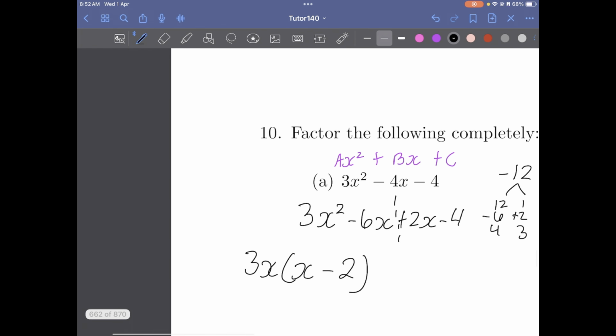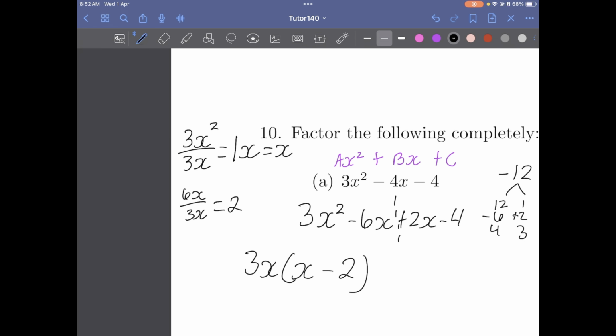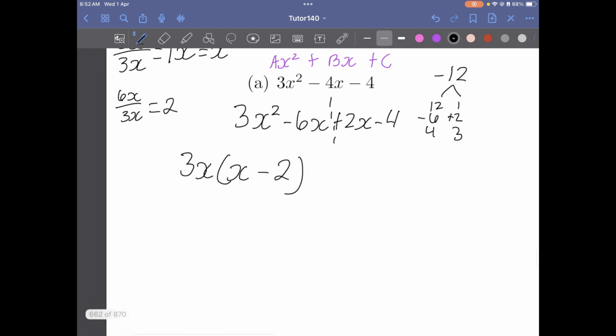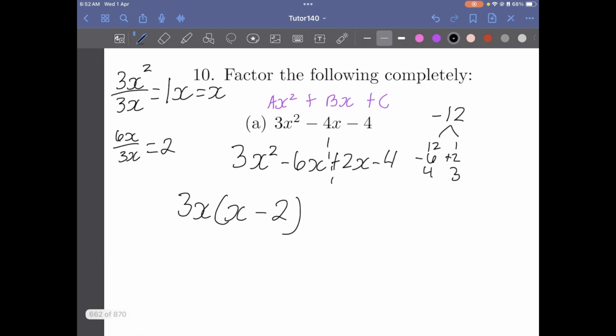And to help you visualize it, all you have to do is, if you're going to factor out 3x, just divide it. So 3x squared divided by 3x. Okay, you see you're left with 1, and then x squared divided by x is just x. So it's just x. And then 6x divided by 3x. You see that 6 divided by 3, that's just 2, and then x divided by x is just 1. Okay, so you're left with x, and then that was a minus 6. So you'd be left with minus 2, x minus 2.